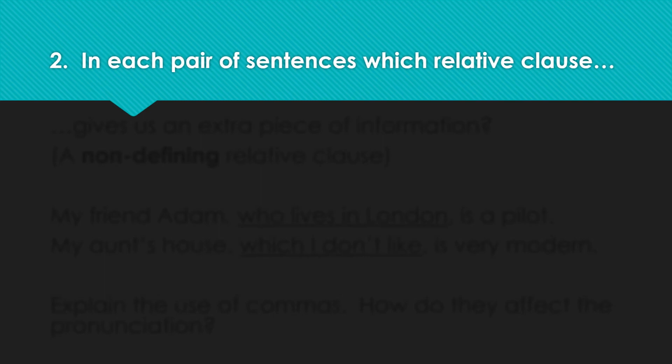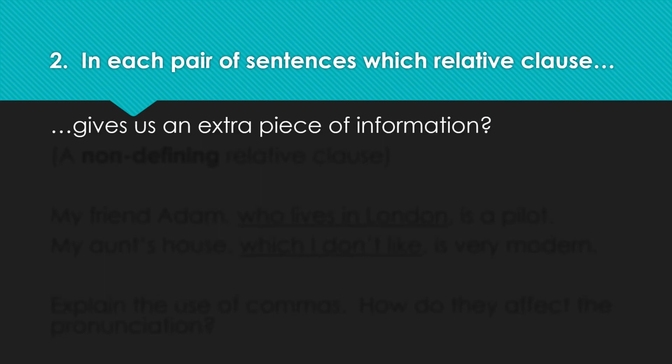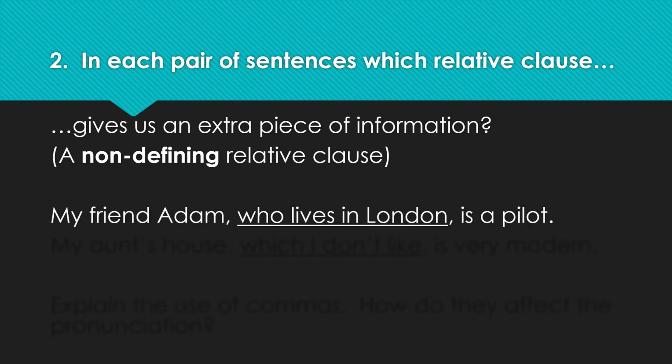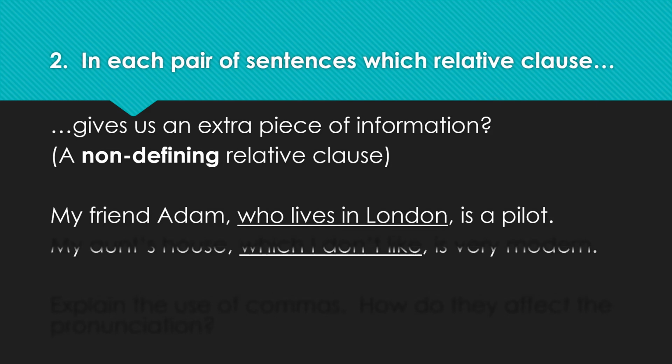Now, in each pair of sentences, which relative clause gives us an extra piece of information? This is a non-defining relative clause. So, who lives in London, right? That tells us more about my friend Adam. Notice we could also leave out this clause entirely. We could say, my friend Adam is a pilot. It would still be a good sentence. It would still tell us information. When we add who lives in London, this tells us even more. This gives us extra information.